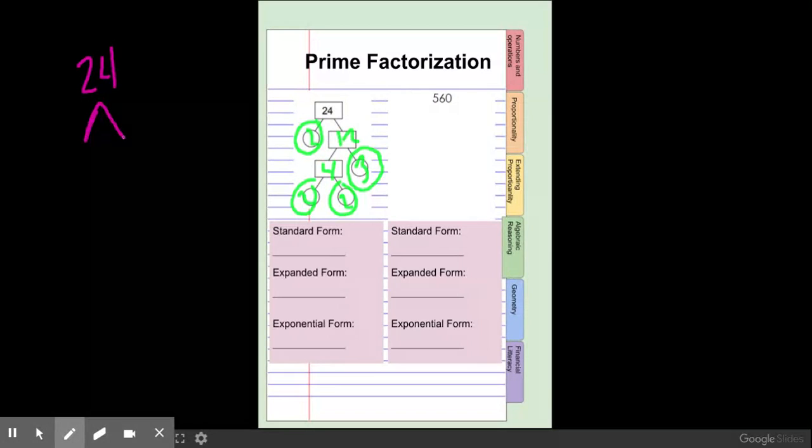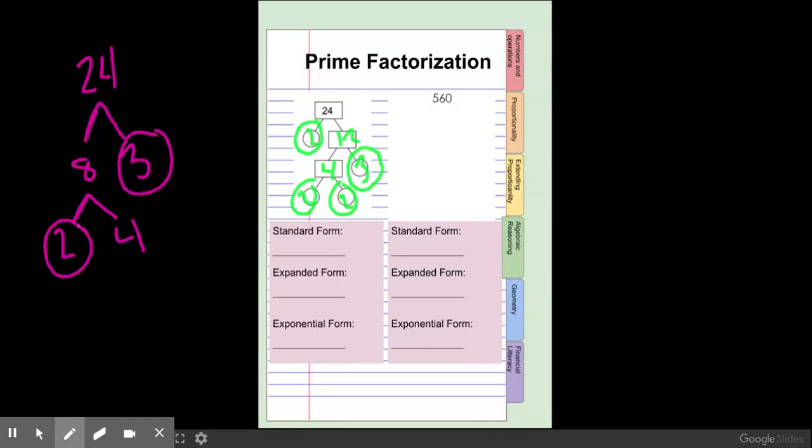Okay, so what times what equals 24? Well, 8 times 3 equals 24, right? 3 is a prime number, so I'm going to circle it. 8 is not prime, so we have to keep going. Well, what times what equals 8? 2 times 4 is 8, right? 2 is prime, 4 is not. 2 times 2 is 4, and 2 are both prime.